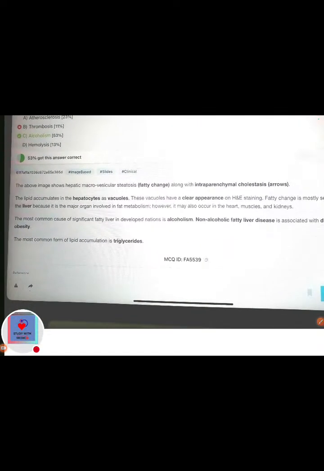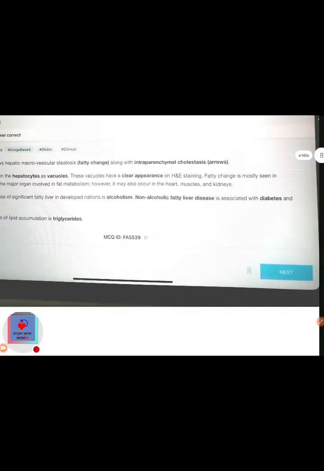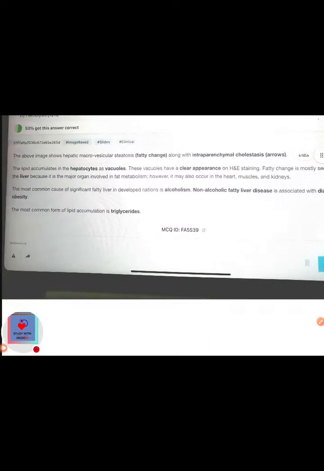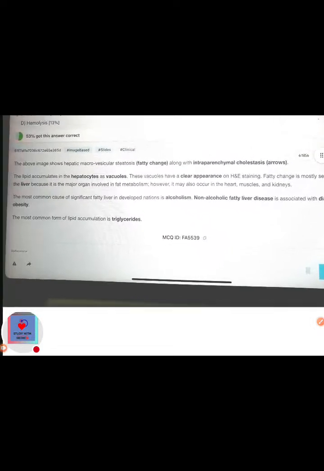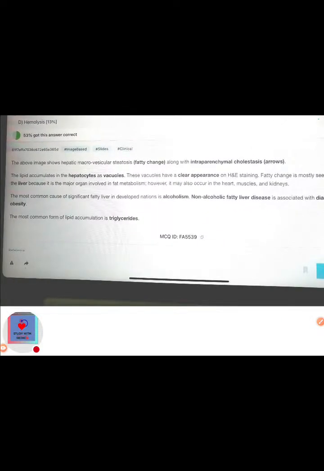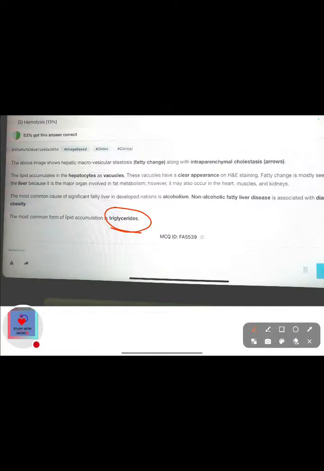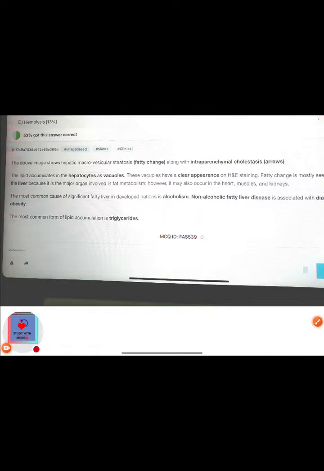The most common cause of significant fatty liver in developed nations is alcoholism. Non-alcoholic fatty liver disease is associated with diabetes and obesity. The most common form of lipid accumulation is triglyceride. The macrovesicular steatosis that you can see is nothing but triglyceride deposition.